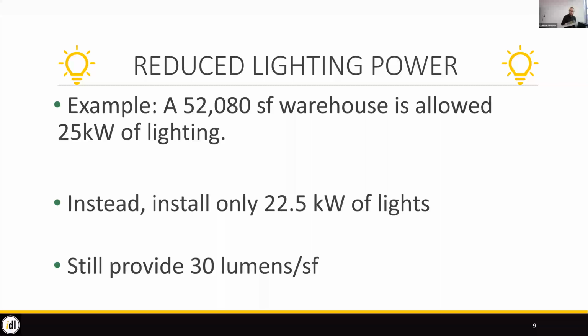But if you install just 22.5 kilowatts of lights, then you meet that efficiency requirement, right? Pretty easy to calculate. Shows up on COMcheck. As long as you're still providing, you know, the warehouse illumination requirement, which is 30 lumens per square foot.